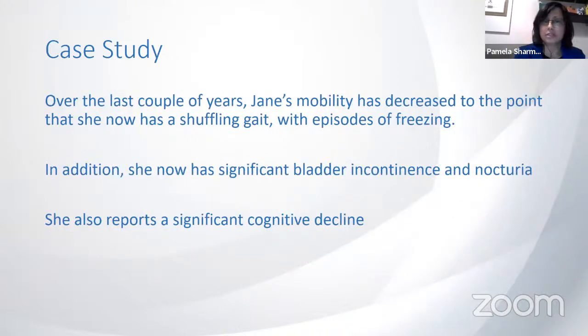Over the last couple of years, Jane's mobility has decreased to the point that she now has a shuffling gait and experiences episodes of freezing. Jane is usually pushed while seated in her walker, and she is only able to walk very short distances. In addition, she has significant bladder incontinence and nocturia. She also reports a significant cognitive decline. Jane's initial assessment was completed by her local internal medicine physician. He did suspect NPH, but he could not support her with the CSF trial, and it is for this reason that her care was transferred to our center.